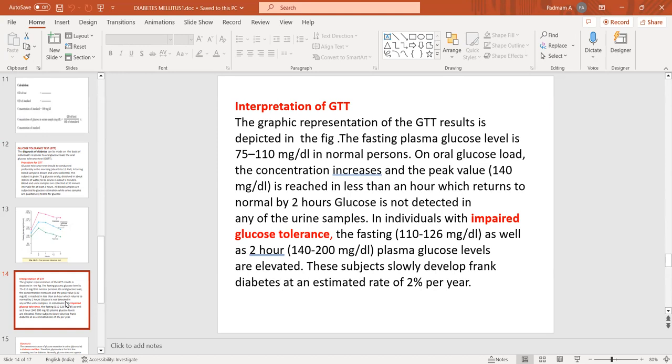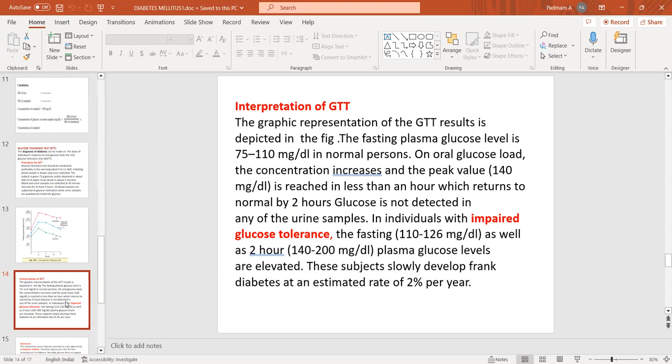The fasting blood glucose level is 70 to 110 milligram per deciliter in normal persons. On oral glucose load, the concentration increases and a peak level of 140 milligram per deciliter is reached in less than an hour, which returns to normal by 2 hours. Glucose is not being detected in any of the urine samples. In individuals with impaired glucose tolerance, the fasting level is 110 to 126 milligram per deciliter, as well as at 2 hours, that is 140 to 200 milligram per deciliter.